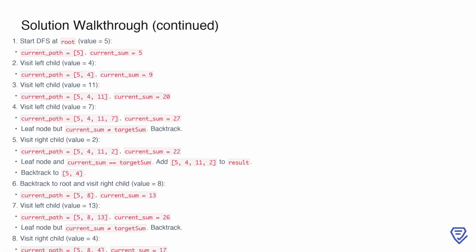Afterward, we return to the node with value 4, then backtrack further to the root to explore the right subtree. Visiting the right child with a value of 8, the path becomes 5, 8, and the sum is updated to 13. Exploring its left child next, which has a value of 13, results in a path of 5, 8, 13, and a sum of 26. Since this is a leaf and the sum doesn't match, we backtrack to check the right child of 8 with a value of 4. The path becomes 5, 8, 4, and the sum is now 17.